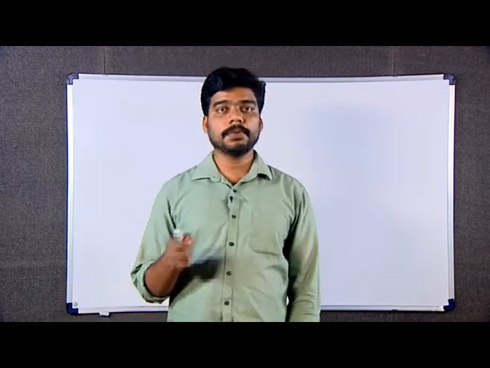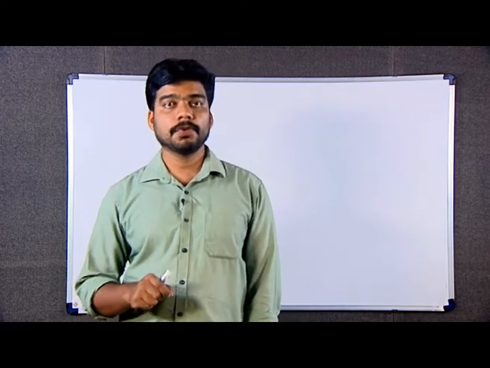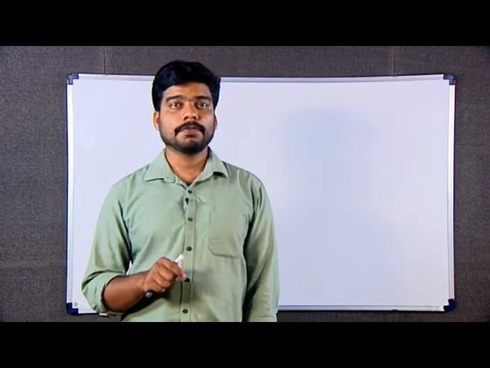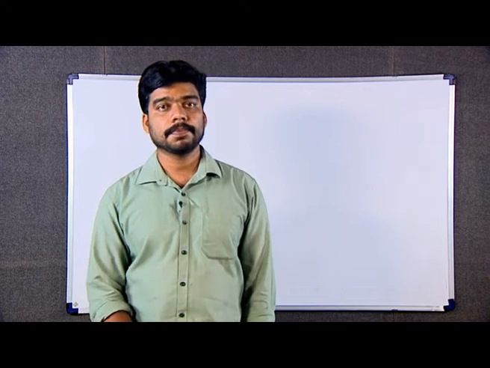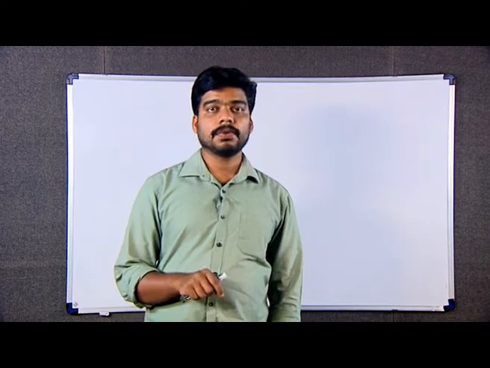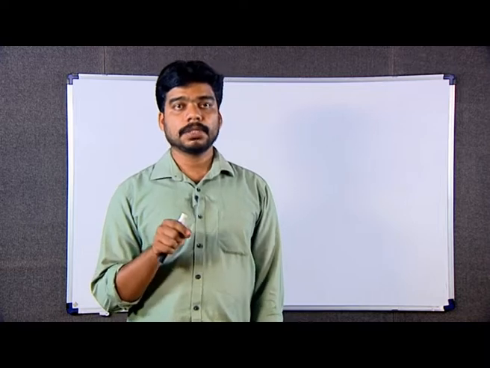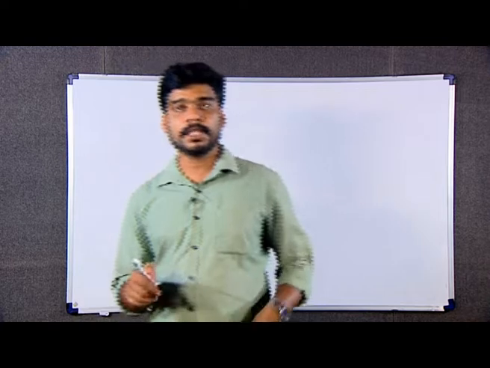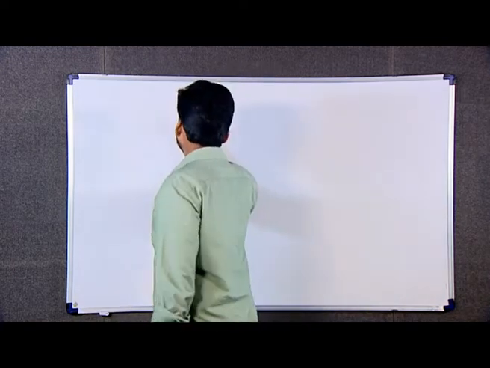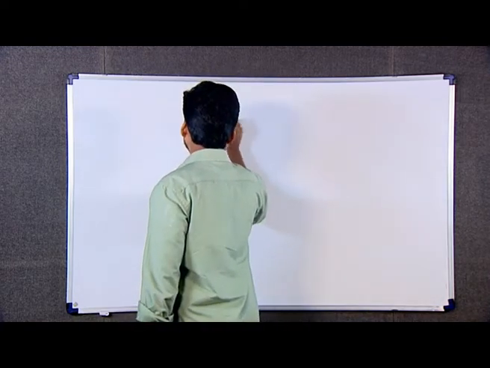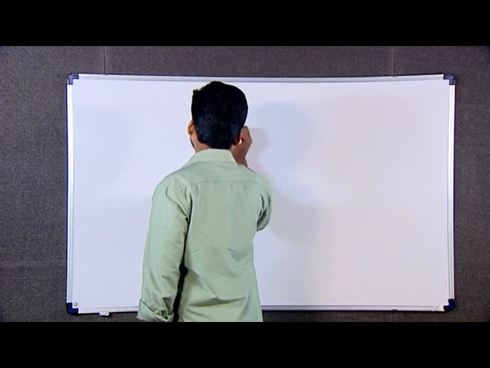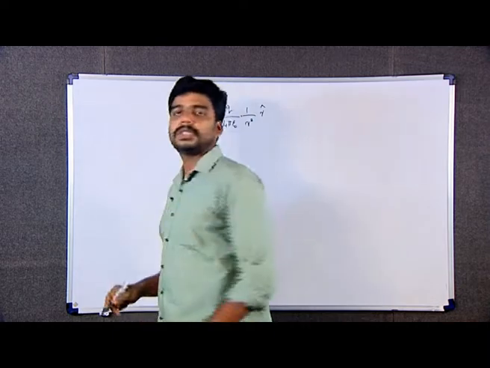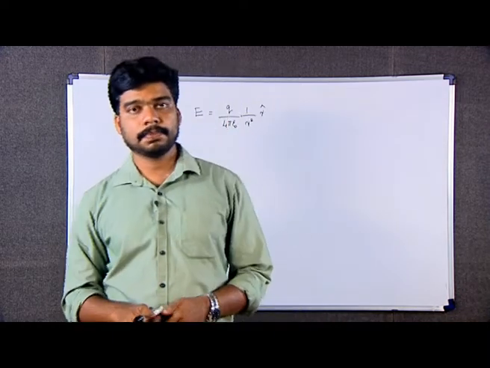For a force field to be conservative, the work done by the force along a closed path is always 0 and the curl of the force must be 0. For that, we have the electric field produced by a point charge q at a distance r, given by the equation E is equal to q by 4 pi epsilon 0 into 1 by r square r cap. This we have discussed in the earlier lecture.